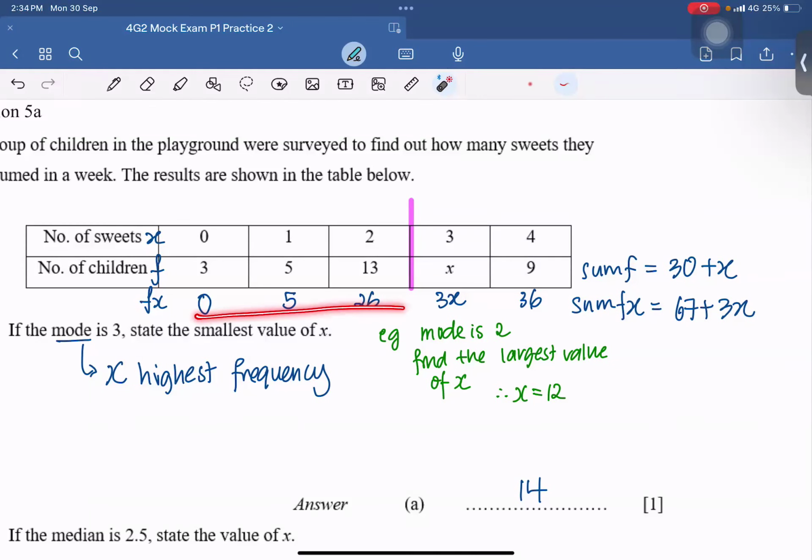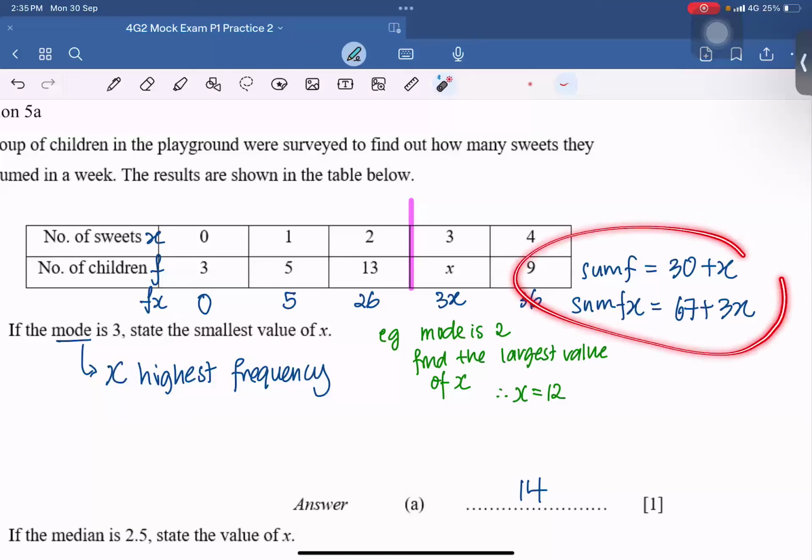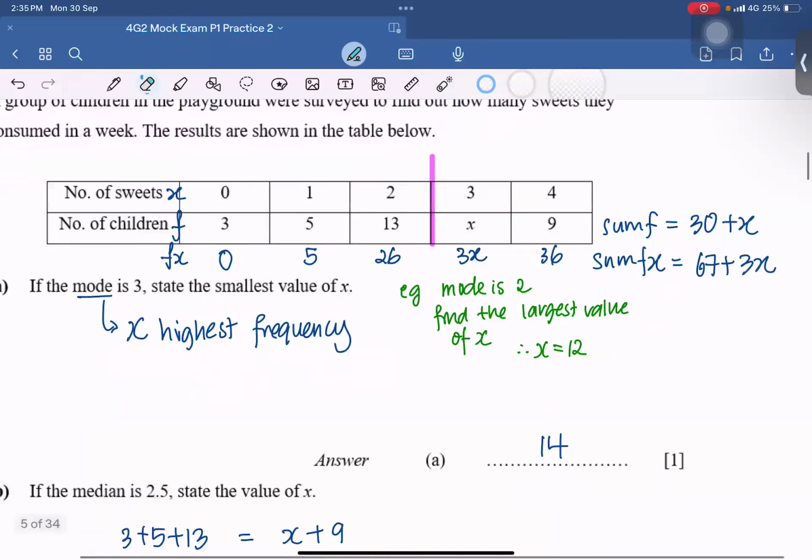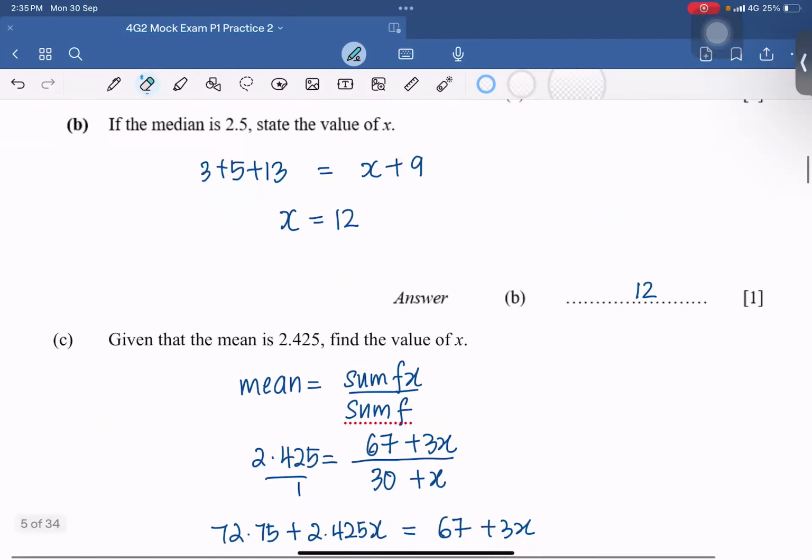Alright, so in this case, I can find the sum of my fx. So I'm going to add them all up. Okay, I have 5, 26, 36, something plus 3x. Don't add in the 3x, the 3 inside. Okay, something plus 3x. So that gives me the answer 67 plus 3x. Okay, are y'all okay with how I find the fx and the f? Y'all understand how we get this portion so far? Can? Can. Okay.